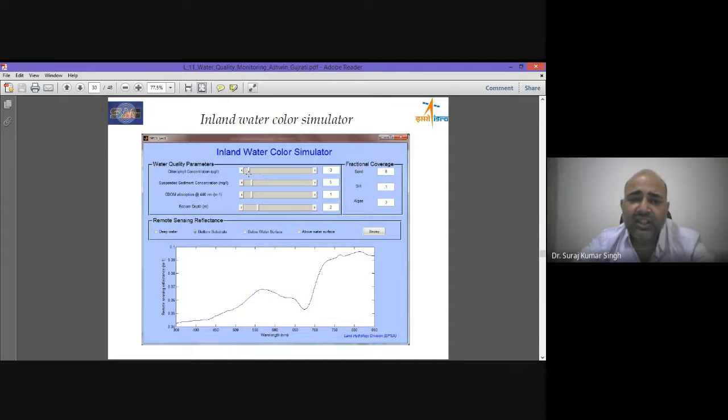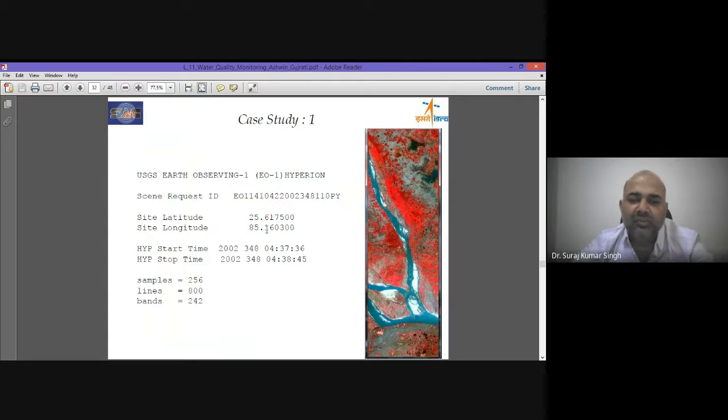So these are the various kinds of inland water color simulator. This is a specific software customized to know about the chlorophyll content in any water body. If you want to know the chlorophyll concentration, suspended concentration, what is the difference. So you can see by using this combination and different combinations, you can create a spectral response curve for those areas. So you can see how, if the material is changed, the contamination is changed, the spectral response curve changes.